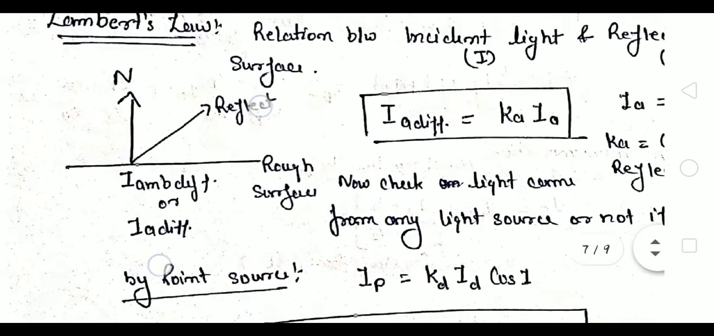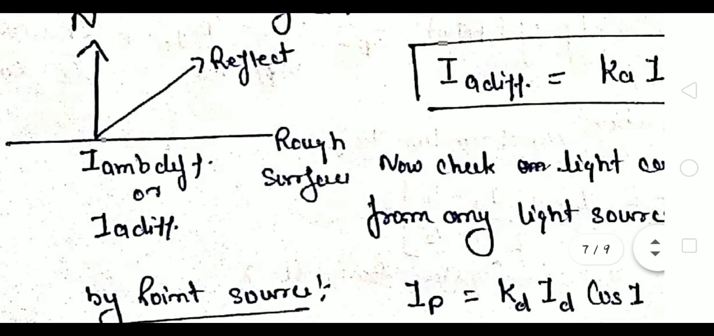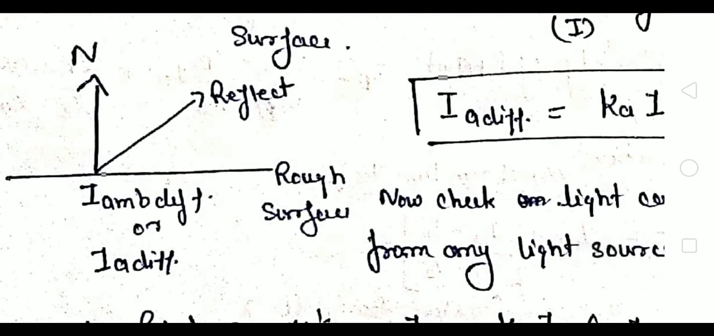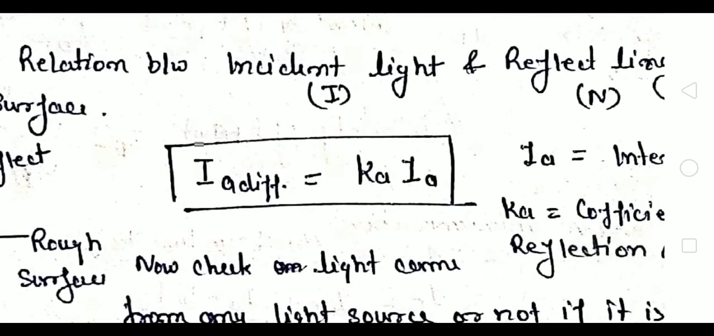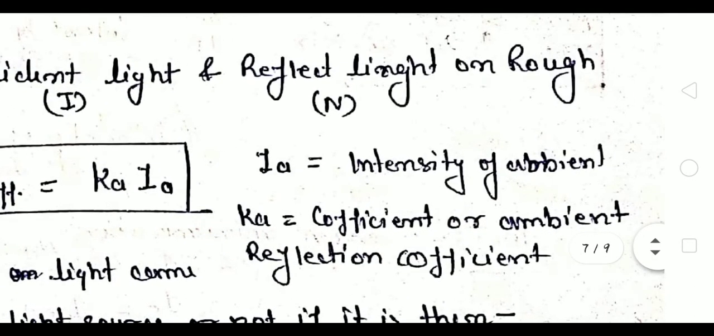Here you can see a rough surface as a horizontal line, where one reflected light is going in the upward direction, N. At that N, the point value is I ambient diffusion. AMB means ambient, DIFF means diffusion. Or you can write IA diffusion, where IA means intensity of ambient light. In this case the formula is IA diffusion is equal to KIA, where IA is the intensity of ambient light and K is the coefficient of ambient reflection, or ambient reflection coefficient.